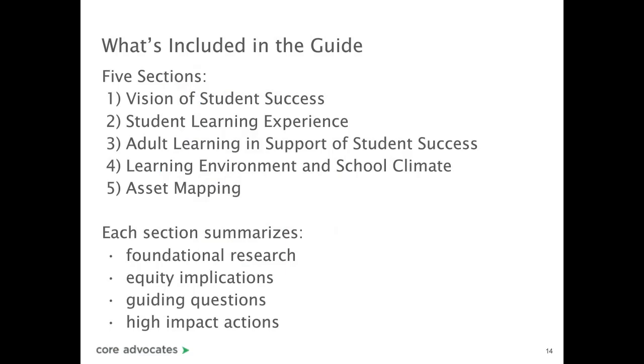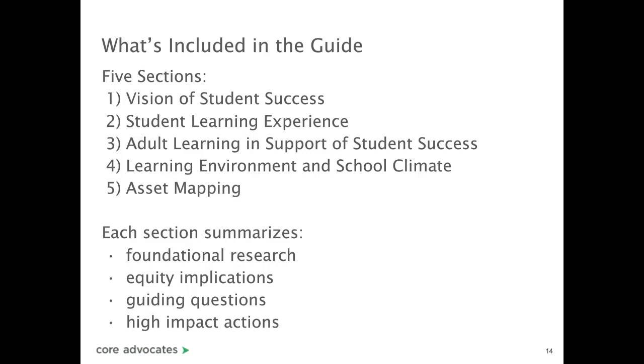Within the guide itself, there are five sections. They're all two pages. So this also isn't a document that, which I should have alluded to earlier, another design principle, in and of itself would take up a whole row on a bookshelf, right? It's manageable sections, two pages each for vision of student success, student learning experience, adult learning and support of student success, because we know as adults we have much to learn when it comes to supporting our students still, and learning environment, school climate, and then asset mapping.